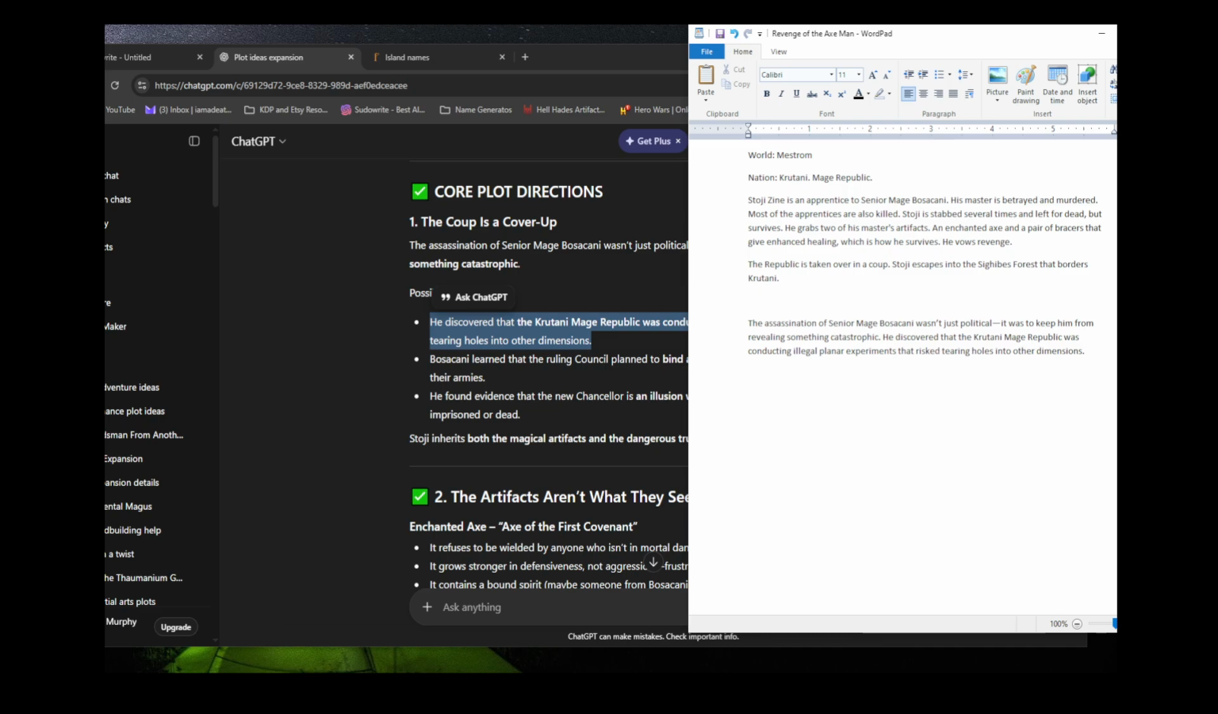Okay? So, the coup was plotted by the mages and technomancers conducting these experiments to prevent their discovery and arrest. So now we have a reason for the coup.